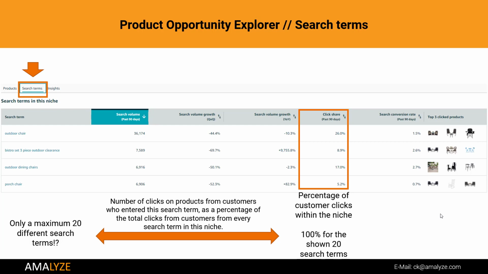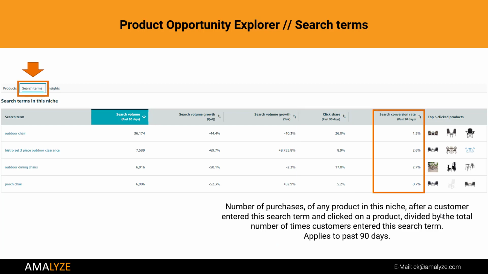The click share percentage of customer clicks within the niche, but the 100% are shown for the 20 search terms. So maximum of 100% is calculated for those 20 search terms, or if there are only 5, of course only for those 5. Number of clicks on products from customers who entered this search term as a percentage of the total clicks from customers from every search term in the niche. As I said, the problem here is the maximum of 20 different search terms.